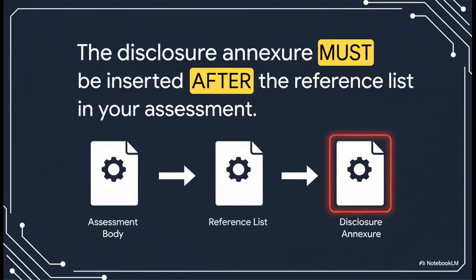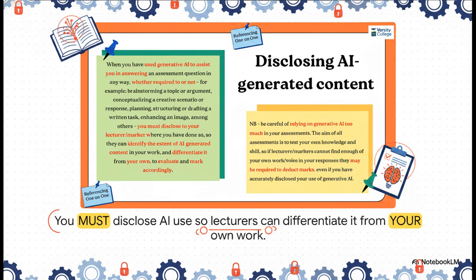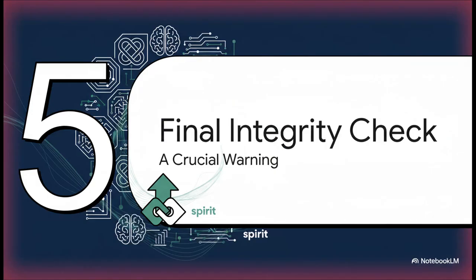And here's a quick but very important tip on where this actually goes. It doesn't go at the beginning or get lost in the middle. It has to be inserted at the very end of your assessment, right after your reference list. So the bottom line is, disclosure is not optional. You must tell your lecturer how you used AI. The reason this is such a big deal is that it allows them to see the difference between what the AI helped with and, most importantly, what is your own original work, which, of course, is what they're there to assess. This brings us to our final and probably most critical section, the integrity check.